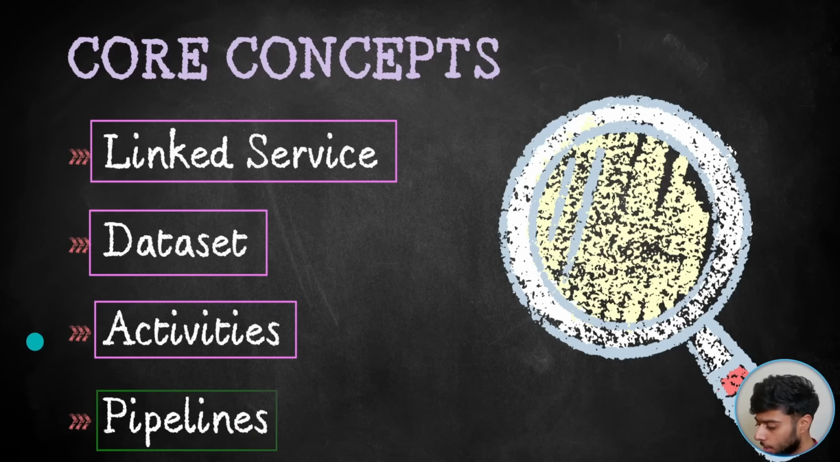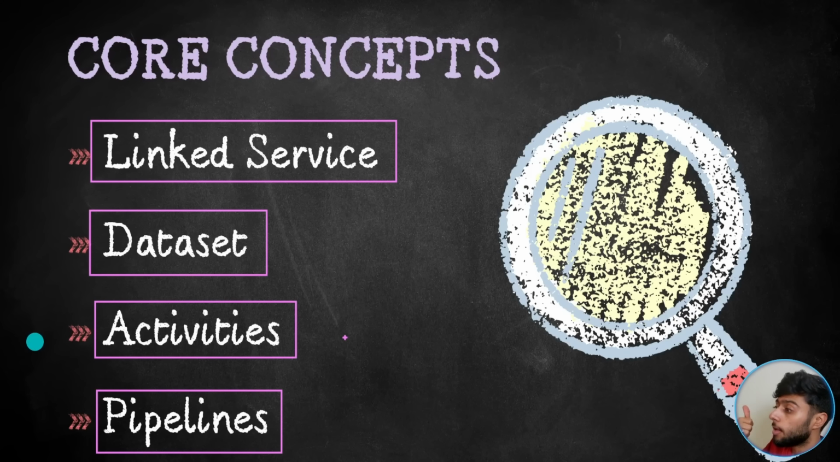Now what are pipelines? At the end of the day, we need to sum up everything and create an end-to-end pipeline, which is also called an ETL pipeline, so that we can schedule it, we can rerun it, and we can trigger it, everything. So we can create that as well. Everything with no code.